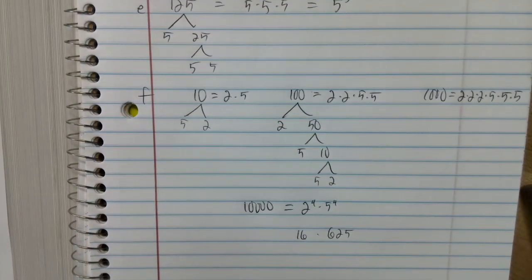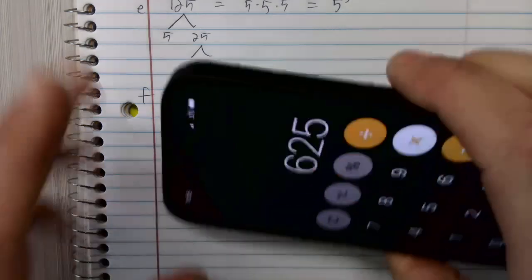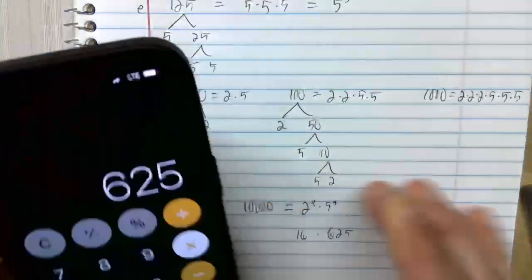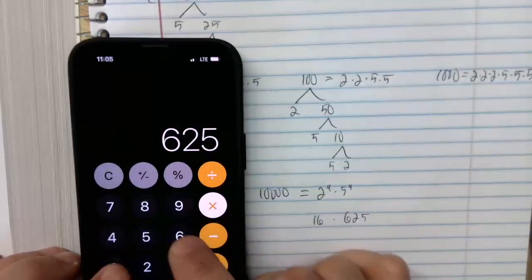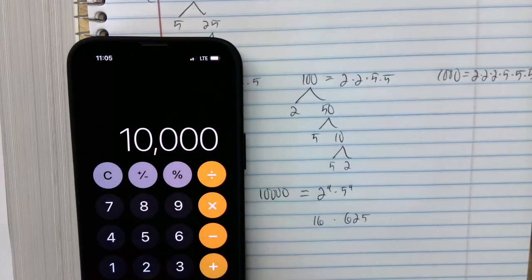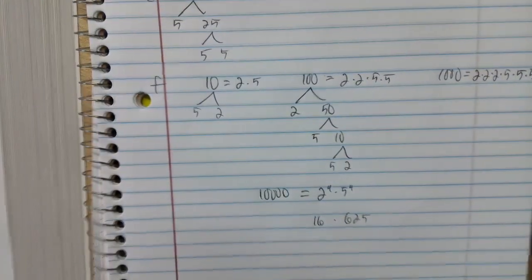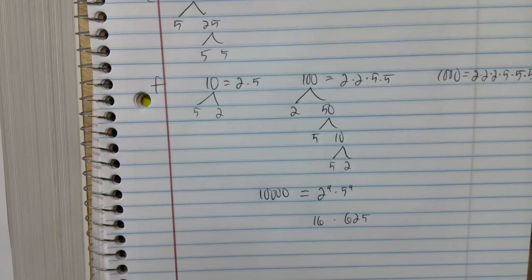Maybe we'll use a calculator, just for the sake of time. Okay, so I'm not a cheater. 625 times 16. All right, fantastic.